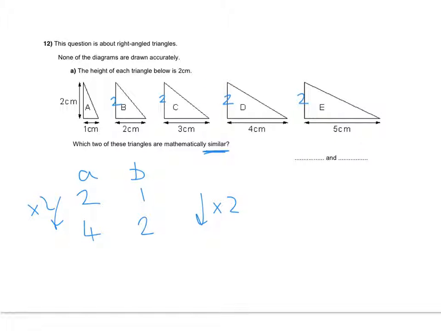It doesn't matter that the sides have changed round, that it's rotated. The only time it would matter is if the hypotenuse had changed with another one, but it hasn't. The hypotenuse is still going to be the same. So in this case, we've got A and D, which are mathematically similar.